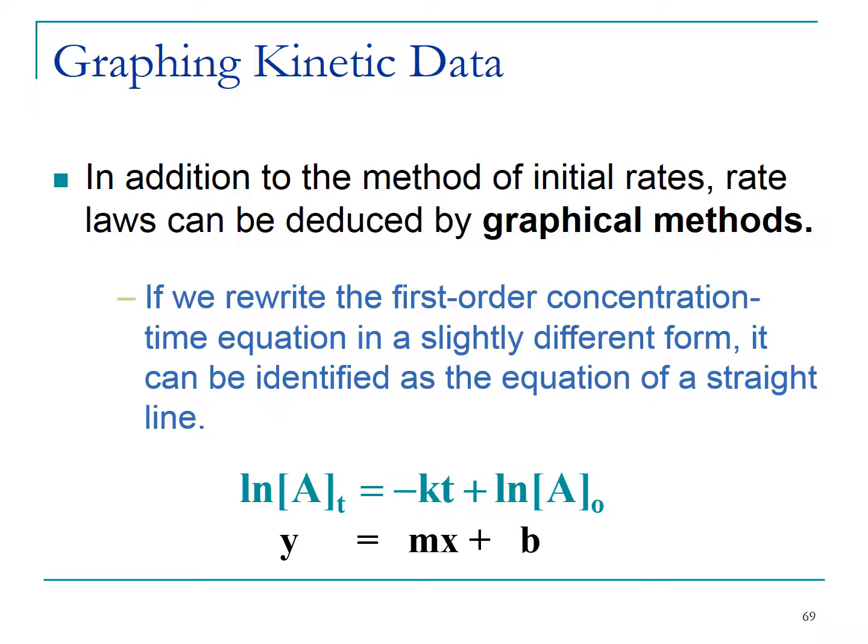So if you plot time on the x-axis, and the natural log of the concentration, natural log of [A]t, on the y-axis, you'll get a straight line if it's first order. The slope of that line will be negative k, so you'll be able to find what k is, and the y-intercept is the natural log of [A]0. I think I have an example on the next slide.